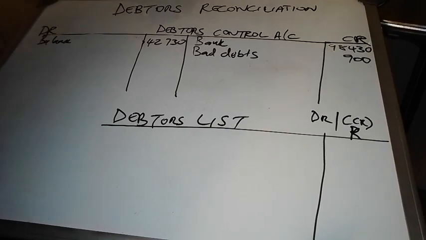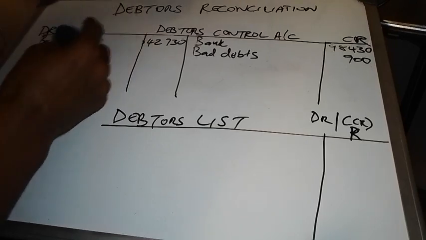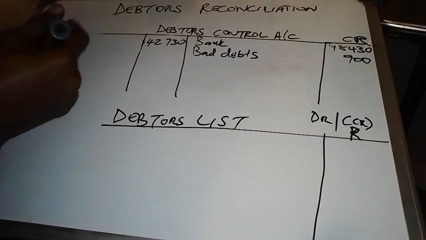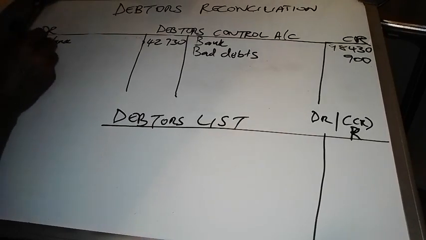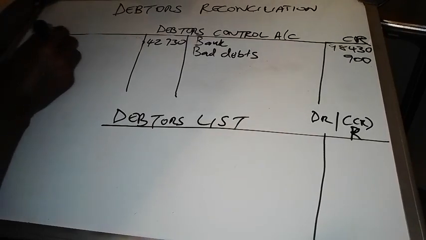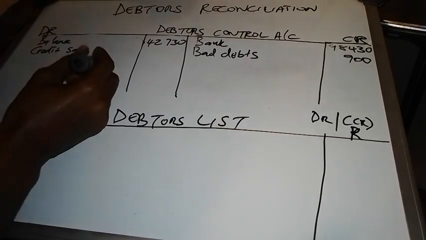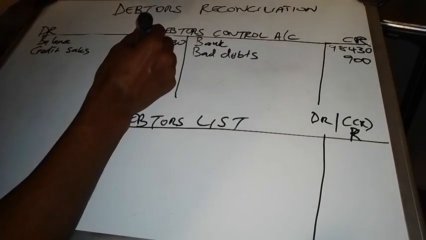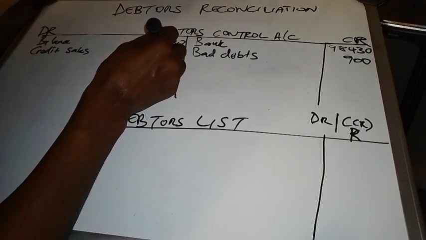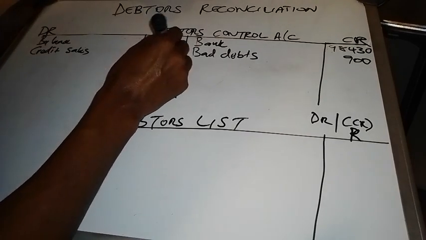Now let's go to the credit side. So on the credit side, we've got credit sales. If you remember, I said whenever there is a credit sale, it means your debtors will increase. So credit sales, how much is it? It's 121,400, right?